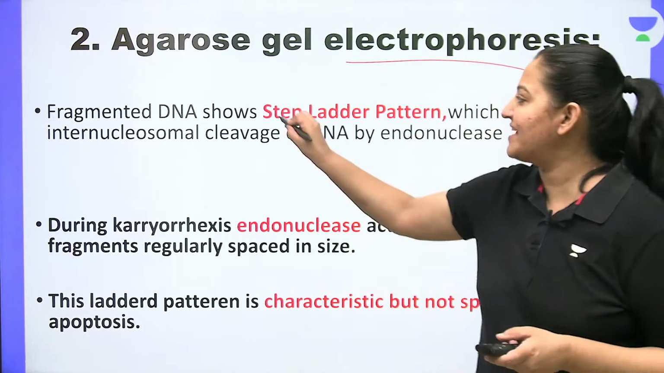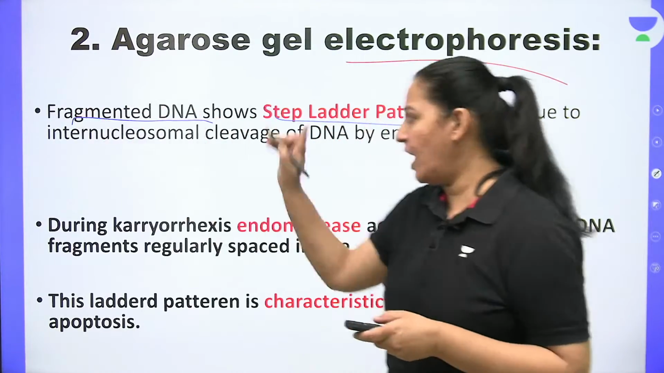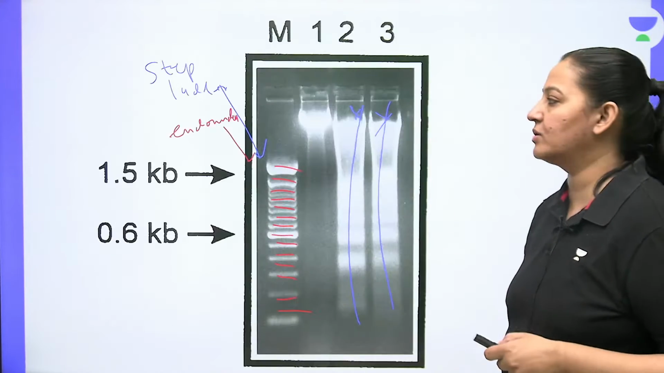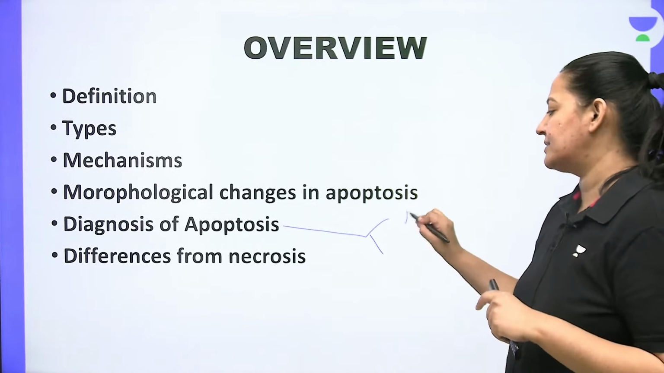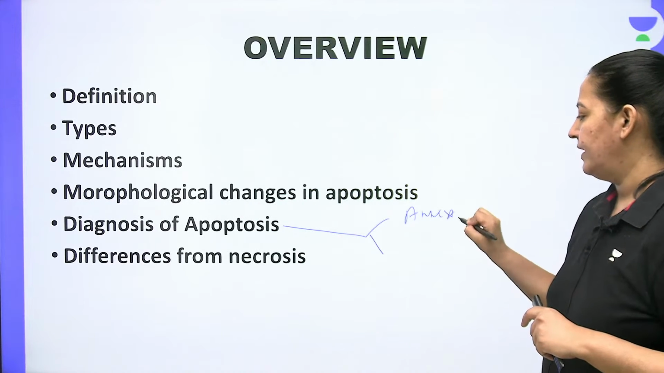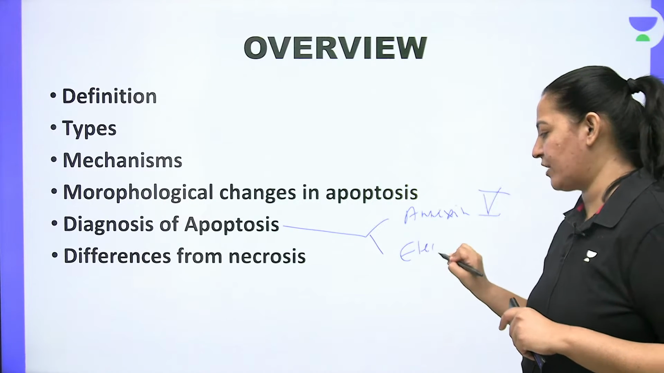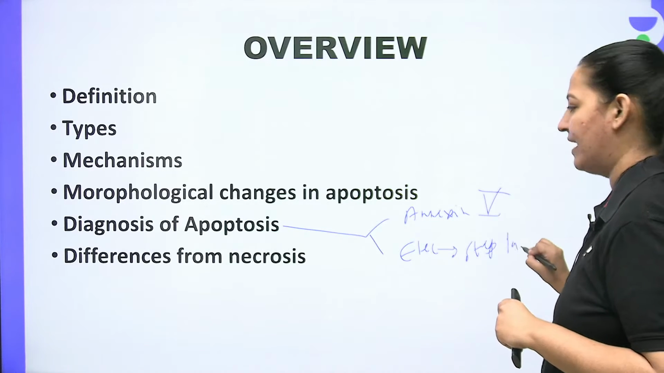Yes. So it is the step ladder pattern which is seen due to the fragmented DNA in an apoptotic cell because of the endonuclease enzyme. But in a normal cell, this is not there. So those are the 2 ways of diagnosing. For diagnosis, I have 1 marker, that is annexin V, and I have electrophoresis. In gel electrophoresis, if it is an apoptotic cell, I will get a step ladder arrangement.